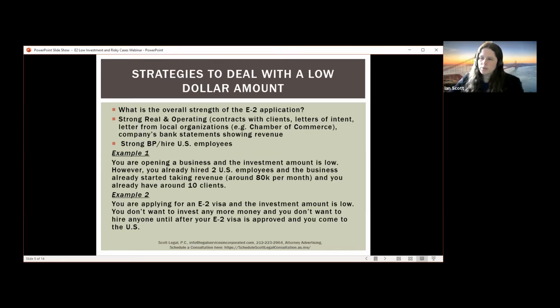Most people are going to fall in a middle ground between these two examples, right? So maybe you don't have 10 clients, you're not already taking in revenue, but perhaps you've hired an employee, an office manager or something like that, to get things up and running. And perhaps you have a few letters of intent from people that say, yes, we are willing to sign a contract once you get your E-2 visa. That situation is obviously much better than if you're applying for an E-2 with a low investment amount and you don't take these additional steps to get the case to a stronger place.